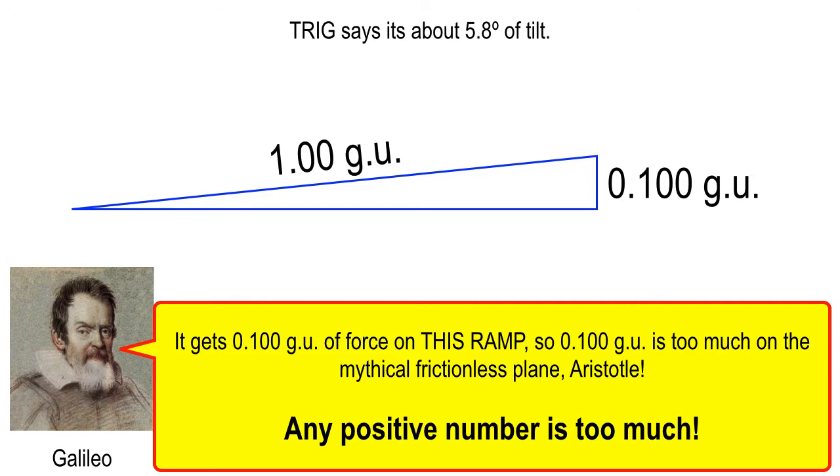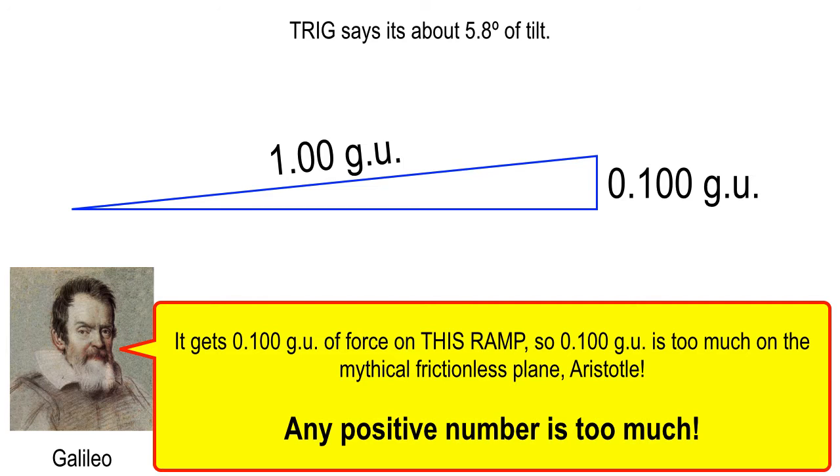And so Galileo said, yeah, Aristotle, any number that you give me, I can build a ramp for which the force that you contend is needed on a flat plane is actually provided by a ramp, and therefore what you're saying is too much. He's saying the horizontal plane doesn't need that much. An inclined plane gives me that much. So horizontal is going to be even smaller than that.